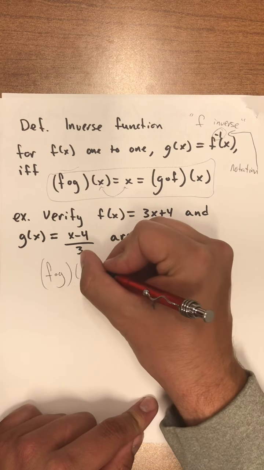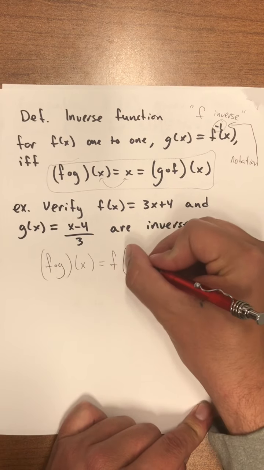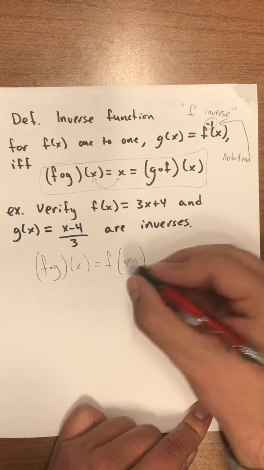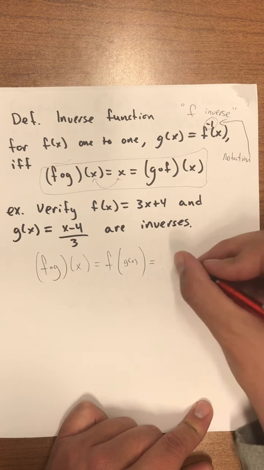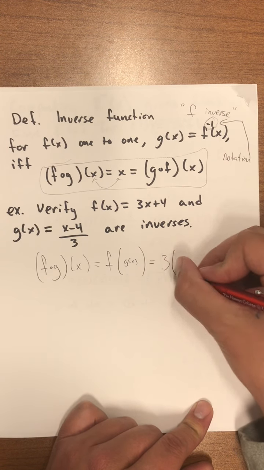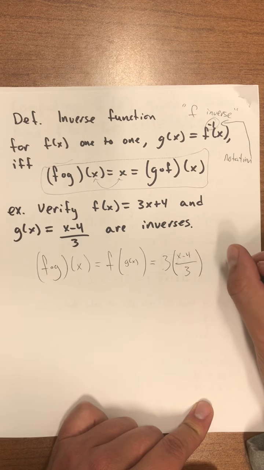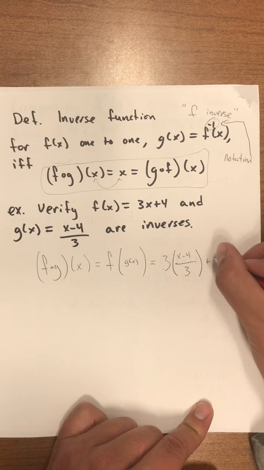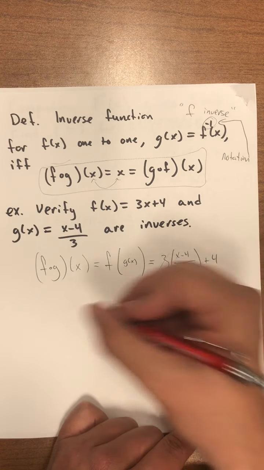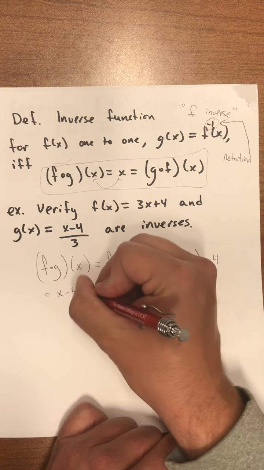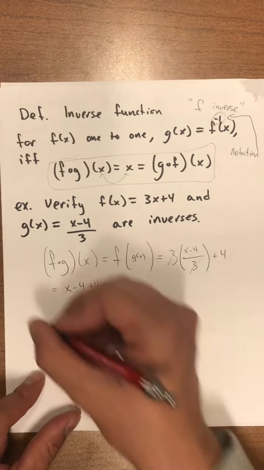So if we need to brush up on function composition, we can take a look at that video. f of g of x, I like to write it like this more so than with the floating open dot notation. So that would be 3 times (x minus 4 over 3) replaced for the original x, plus 4 on the outside. So you're going to see that this 3 over 3 cancels out, and then we're going to end up with x minus 4 plus 4, which is x. Okay, that's half of the definition.